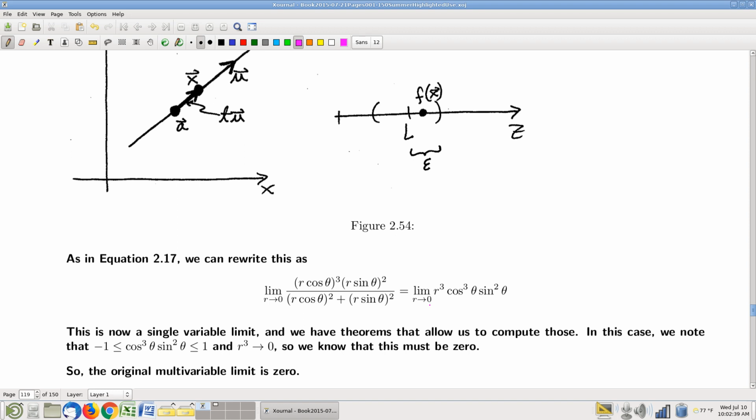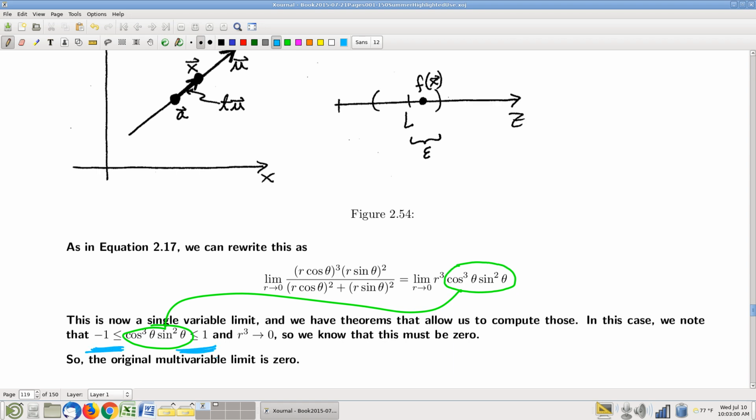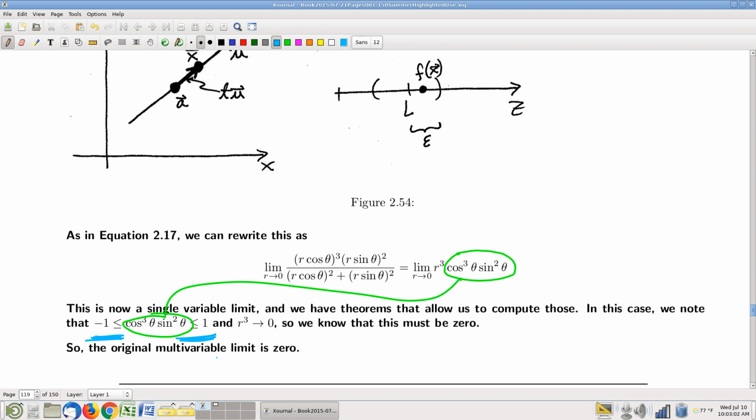What is nice about this one is that I don't know what theta is doing with the business over here with the thetas in it. I can't control theta. But I can control this expression. That expression right there is definitely between 1 and negative 1, because it's trig, sine and cosine. I'm not dividing by anything, so there's no secants or tangents or anything like that. So that is a bounded expression.